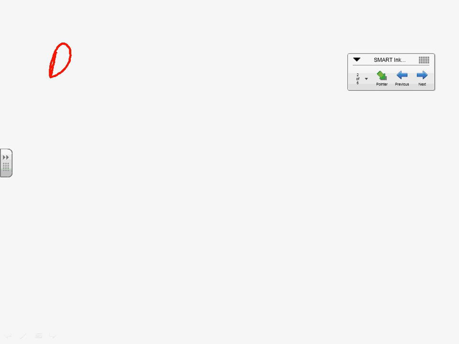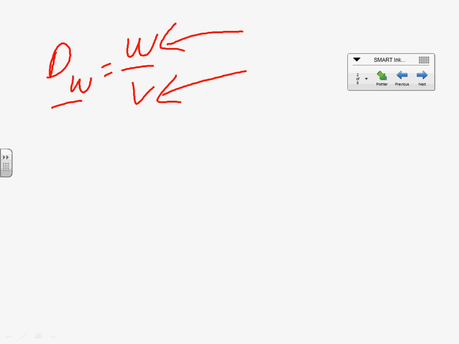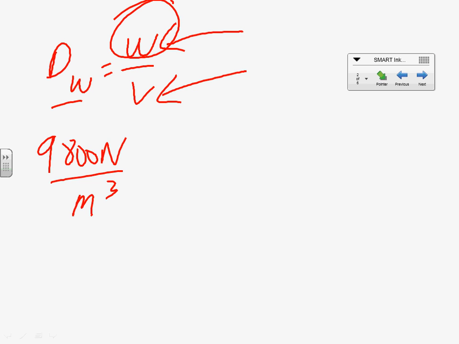We need to remember the equation for the weight density of water, or the weight density of anything for that matter. The weight density is equal to the weight of the fluid displaced divided by the volume of the fluid displaced. For water, the numerical value of the weight density is 9,800 newtons per cubic meter. So in this problem, we know that there are 7.1 newtons of water displaced. That's the weight of water displaced. We know the weight density of the water, so we can solve for V.